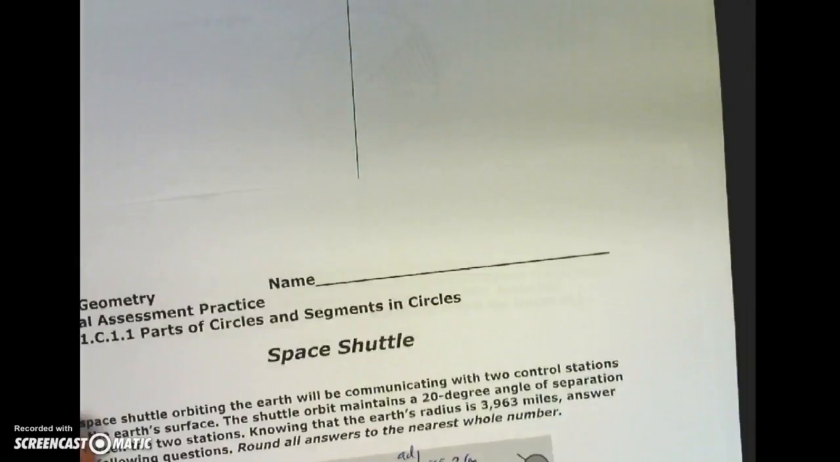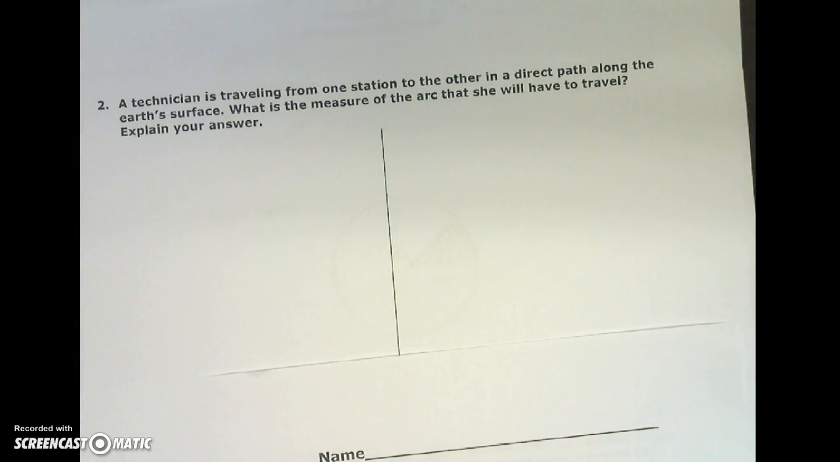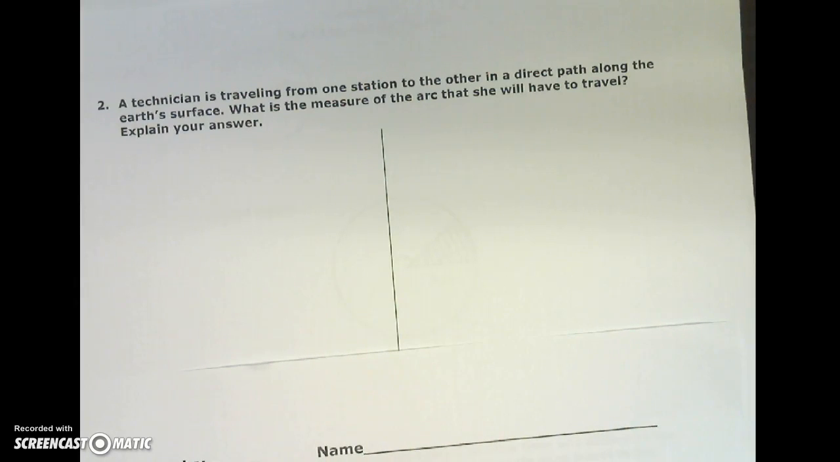Okay? Awesome. So, number 2 on the back. A technician is traveling from one station to the other in a direct path along the Earth's surface. What is the measure of the arc that she will have to travel? Explain your answer.